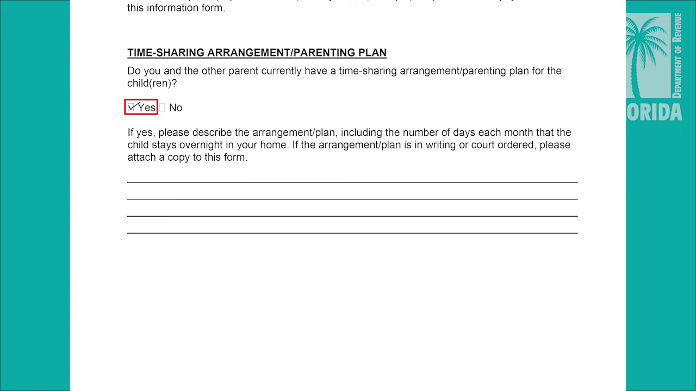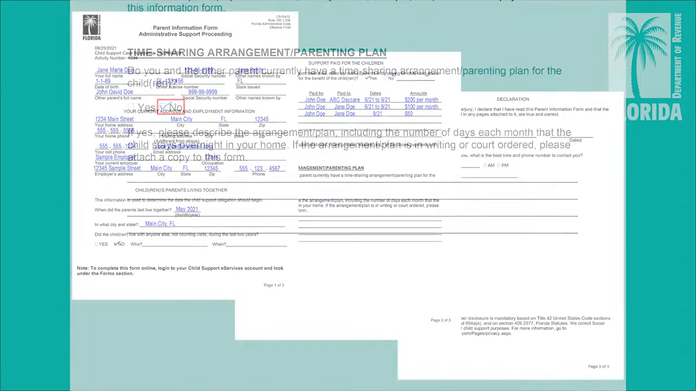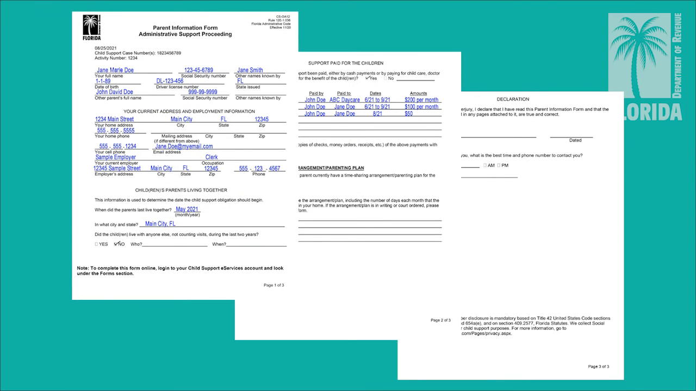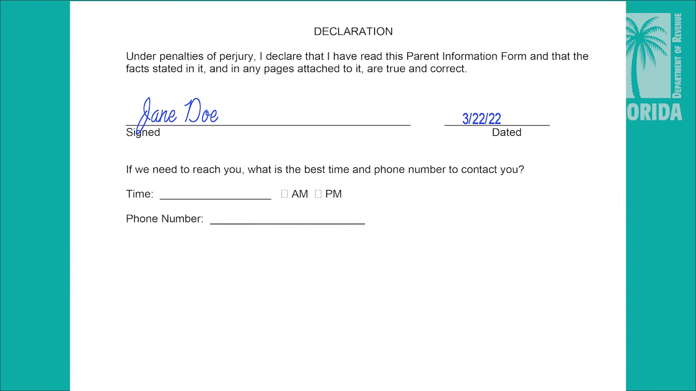If the agreement is in writing or court-ordered, include a copy of the agreement with this form when you return it. If you and the other parent do not currently have a time-sharing agreement or parenting time plan for your children, check the No box and leave the lines blank. Okay, you're almost finished. Once you have completed each section and made sure the information is correct, sign and date the form on the declaration page.